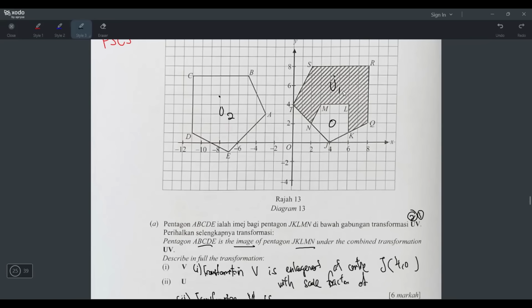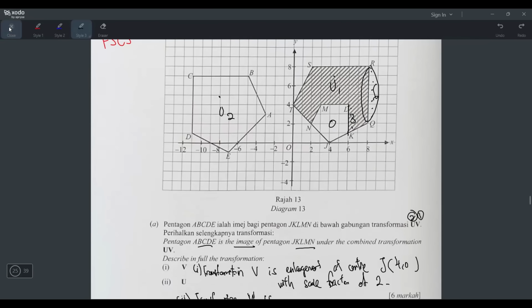Okay, the scale factor formula is length of image bahagi length of object. So what is the image length? Okay, we can choose this. Let's say I choose this line lah. So it will be 1, 2, 3, 4, 5, 6, 6 units, and then divide with the corresponding side, which is this side. So it will be 6 divided 3. Not 3 divided 6, 6 divided 3. Image bahagi object. So 6 divided 3 is 2. So scale factor is 2. Okay. Of course, you can also take this one, bahagi this one, can also. You will get same answer.